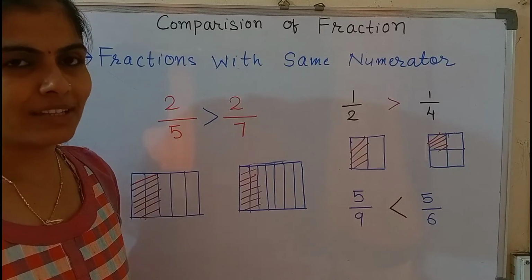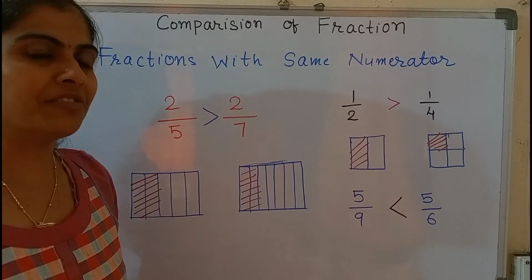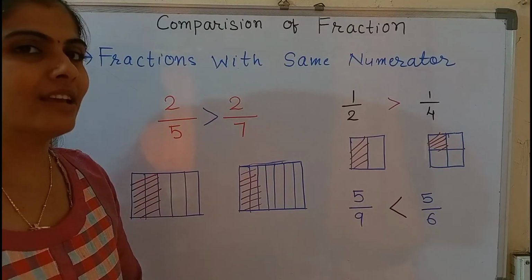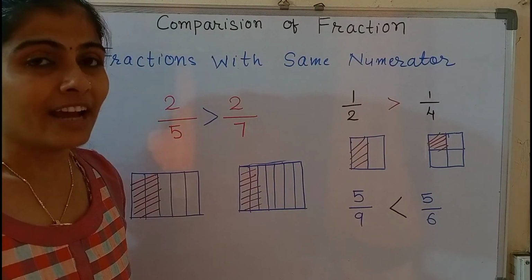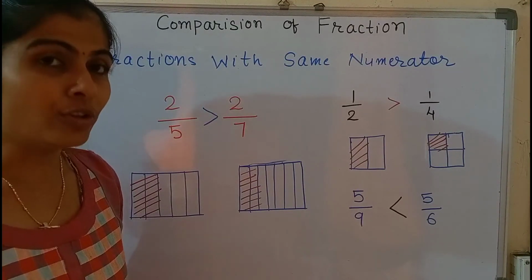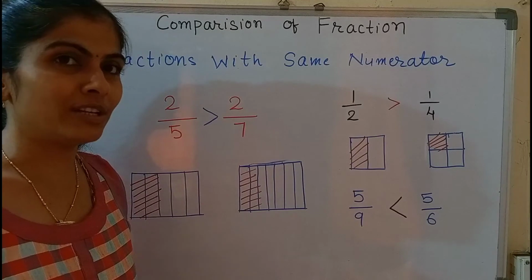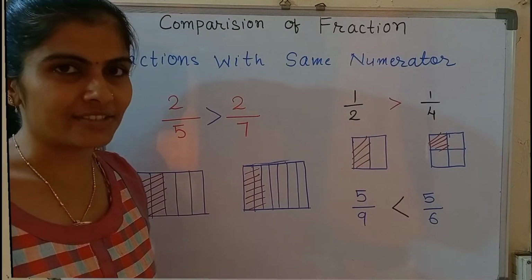In the generalized method, what do we do? In the conventional method, we take the LCM of the denominators and then we do the further procedure, right? Now here we are not going to do so. So what is the method? How can we do it in an interesting way? Let's consider.